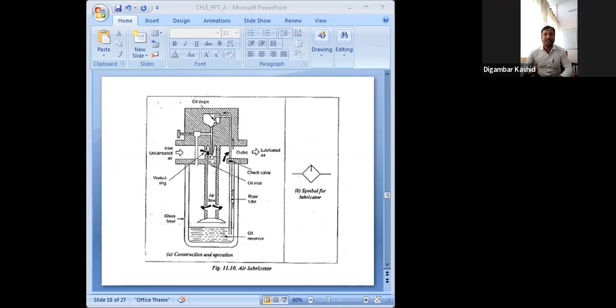the lubricant. You can see here we have the oil reservoir. Due to the pressure difference between the upper and lower chamber, suction of the oil from the reservoir will happen, and oil droplets will come to this port and mix in the air at the venturi ring. Then that lubricated air will go outside through this port.